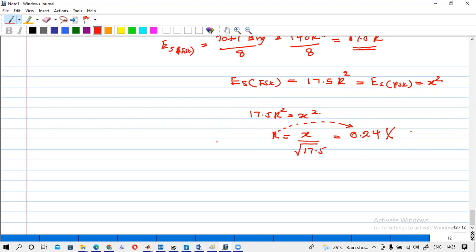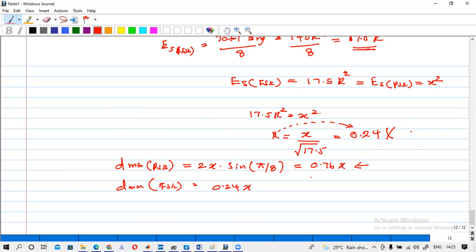So now you have to compare. The minimum distance of PSK is 2X sine pi by 8. So what is this value? 0.766X. Am I right? Is this the value? And for the other scheme it will be 0.24X. So you can see that the PSK distance is greater. Let's say this is D1 and this is D2. So D1 is greater than D2.